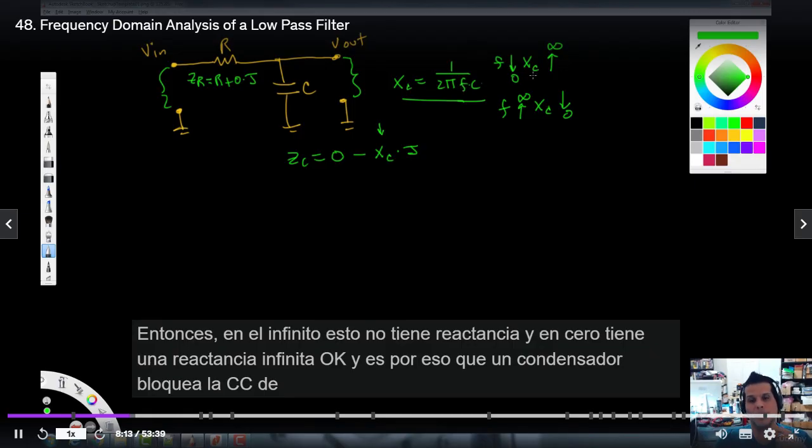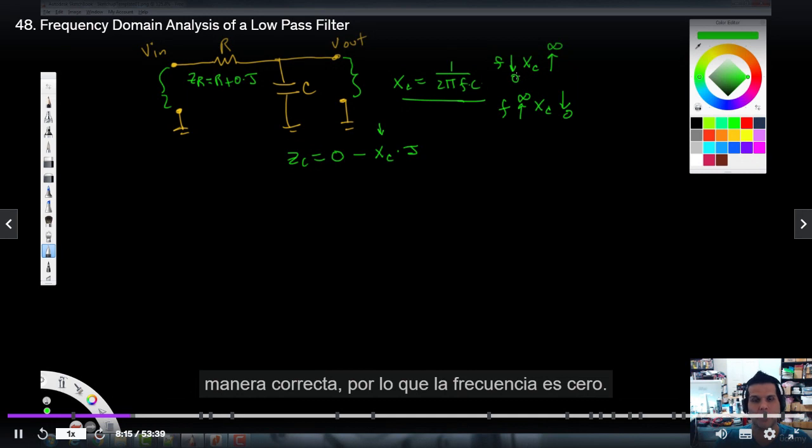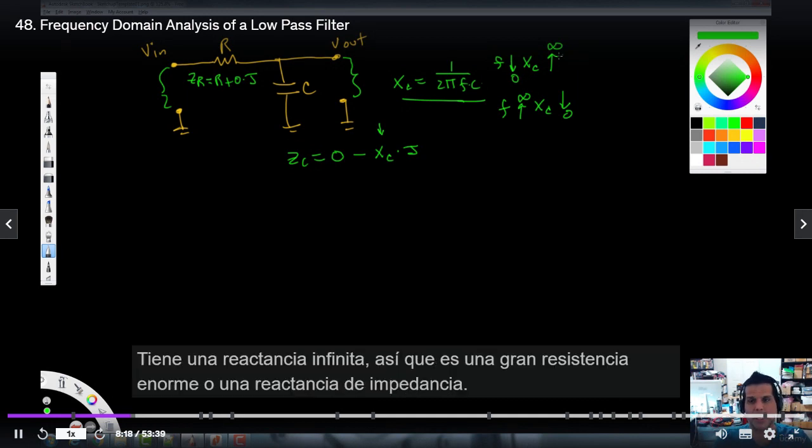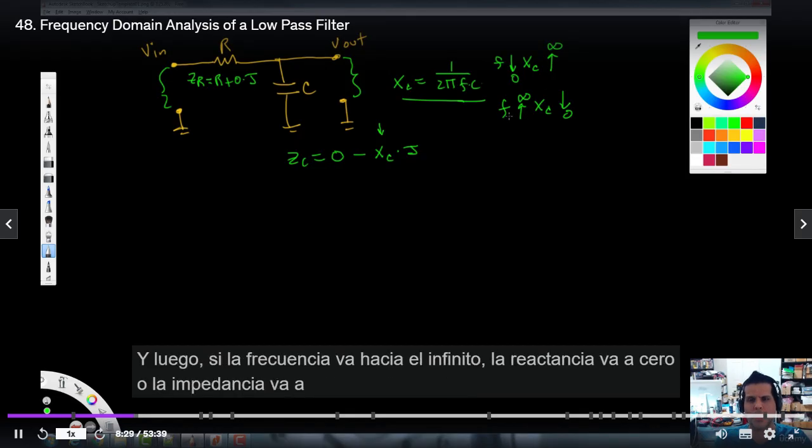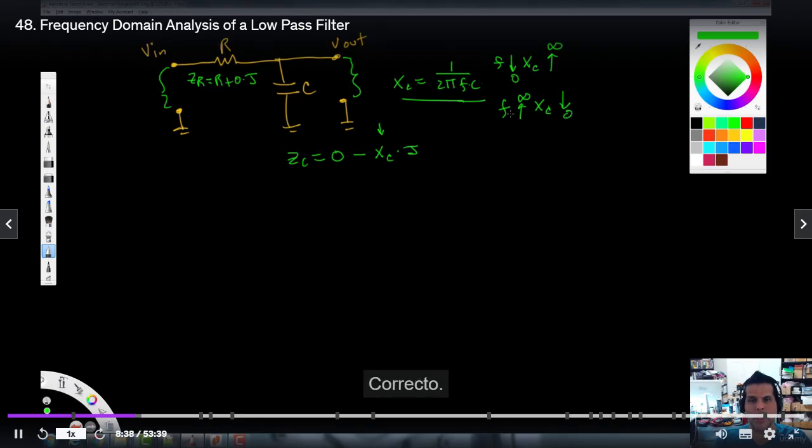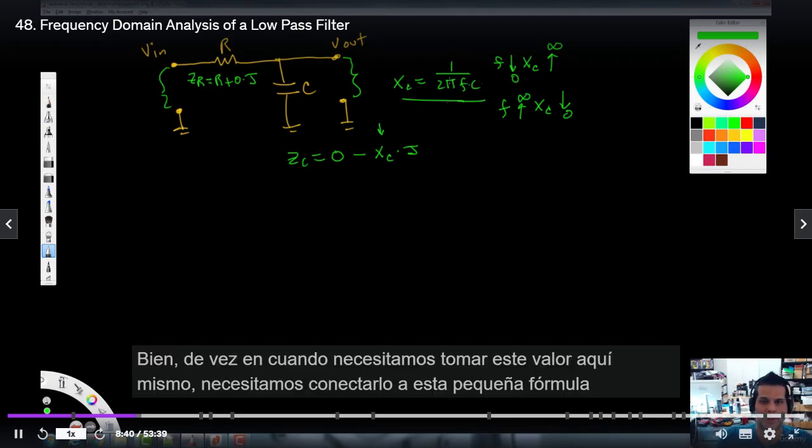And that's why capacitors block DC. If the frequency is 0, that's DC, and it's got infinite reactance, so it's a huge resistance or impedance. And if the frequency goes towards infinity, the reactance goes to 0, or the impedance goes to 0. Then we need to take this value and plug it into this little formula right here.